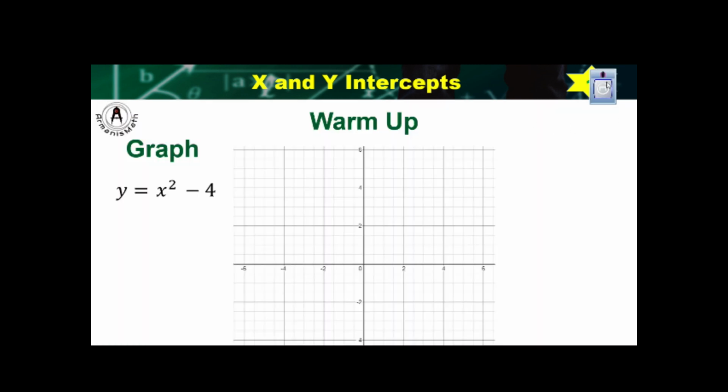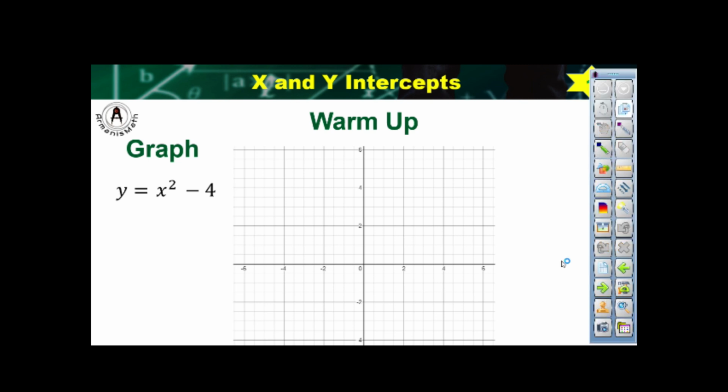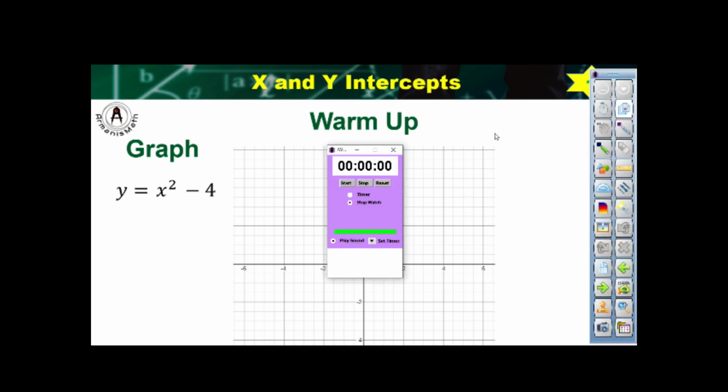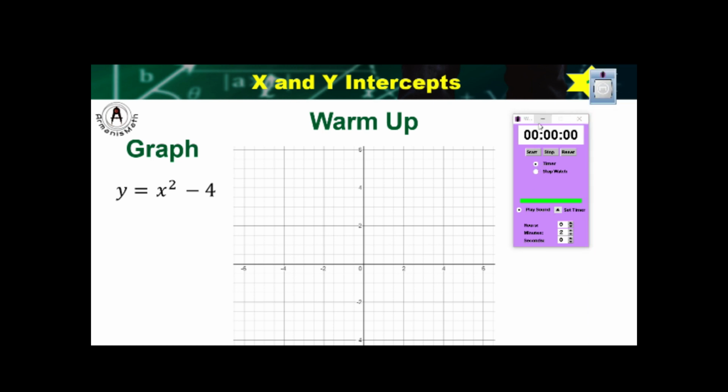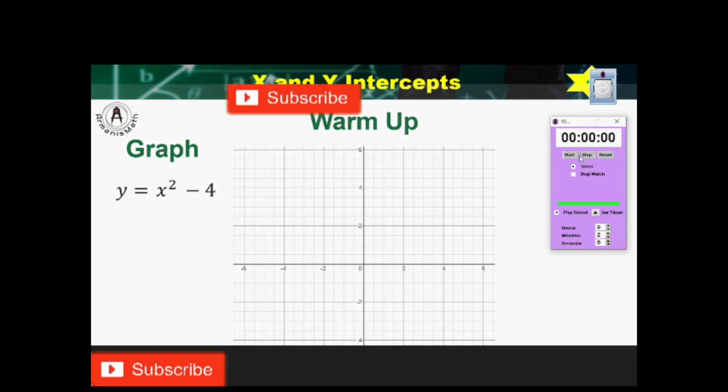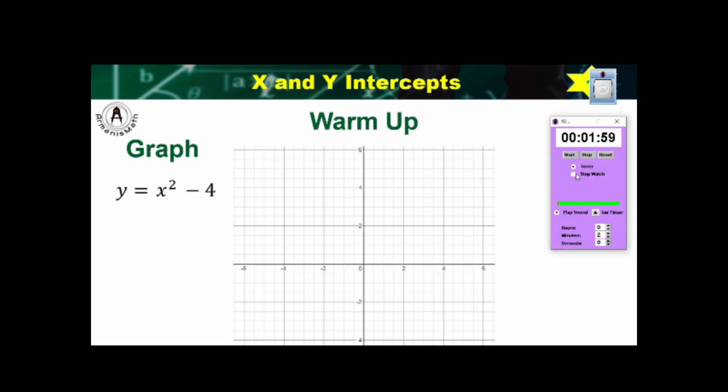Here's a warm-up. Give yourself about, for this one, probably a couple minutes. I'll put the timer here for you. I'm not going to wait until the 2 minutes, but it's just for you to pause the video and try the warm-up. It's very important to start the warm-up.